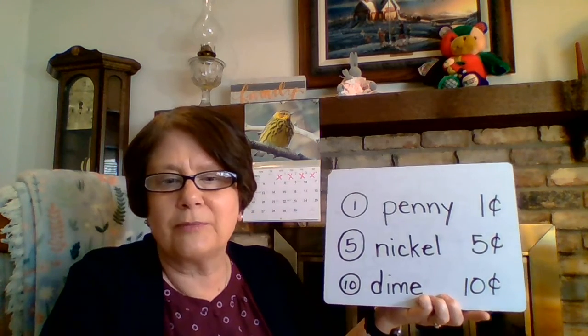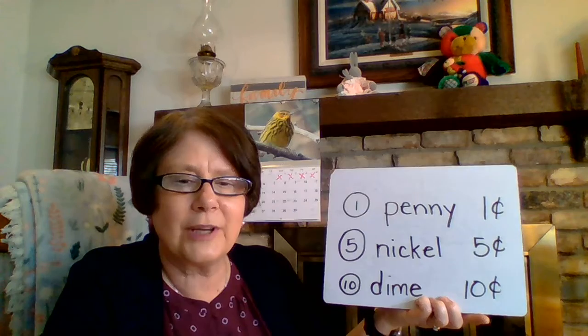If you have a group of dimes, you have to count by tens. You skip count by tens. So if you had 5 dimes, 10, 20, 30, 40, 50, you would have 50 cents.